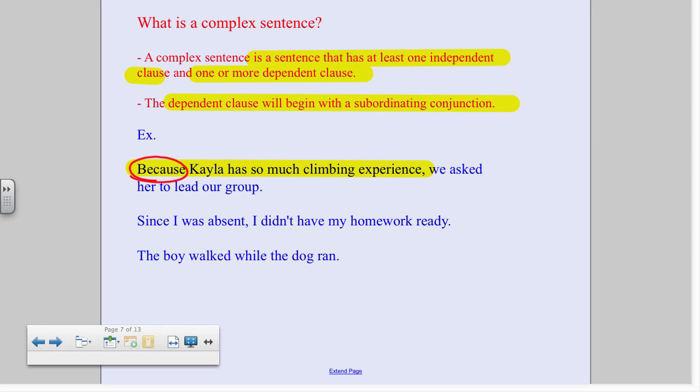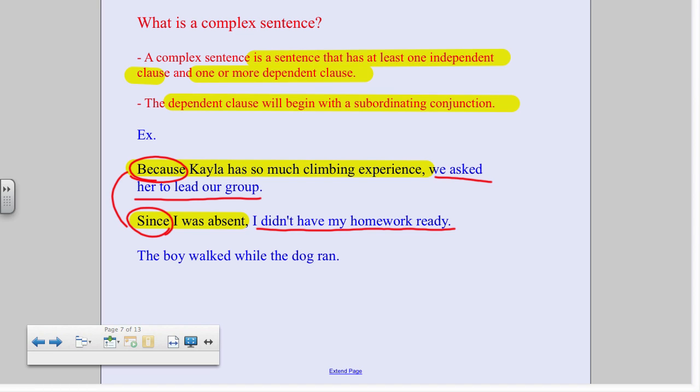Why is it a dependent clause? Because it has a subordinating conjunction that begins it. It needs something else. "We asked her to lead the group" would be independent. In the next example sentence, "since I was absent" is a dependent clause. Since would be your subordinating conjunction. "I didn't have my homework ready" would be an independent clause.